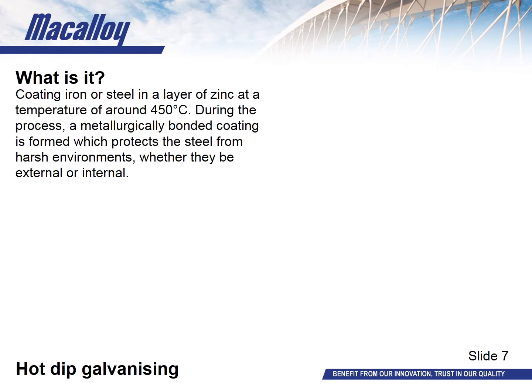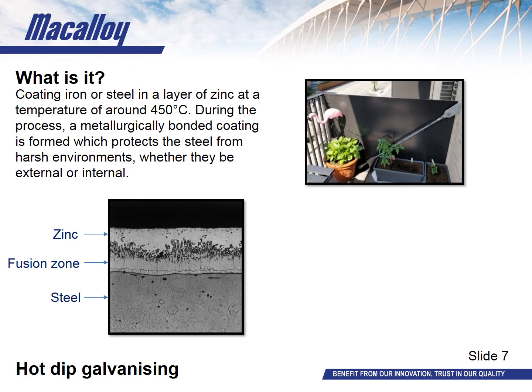Hot dip galvanizing is defined as coating iron or steel in a layer of zinc at a temperature of around 450 degrees Celsius. And during this process, a metallurgically bonded coating is formed which protects the steel from harsh environments, whether they be external or internal. Now the galvanizing reaction will only occur on a chemically clean surface.